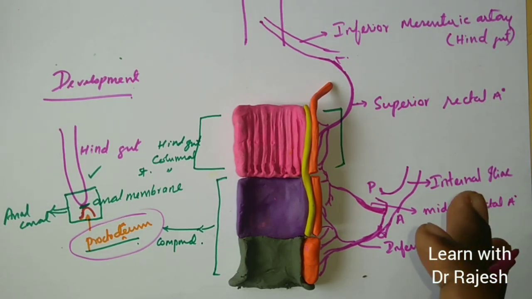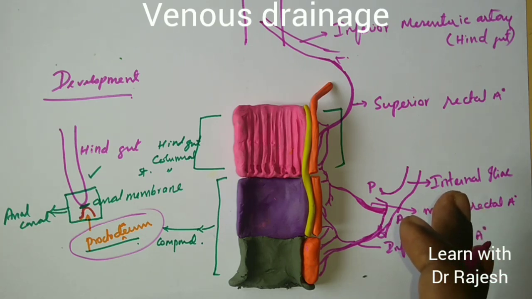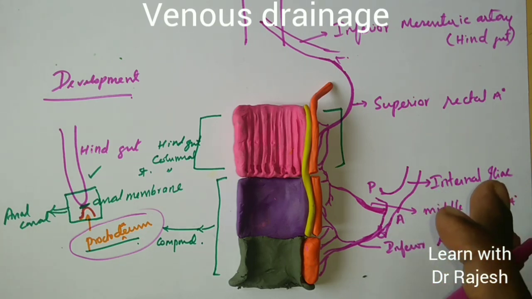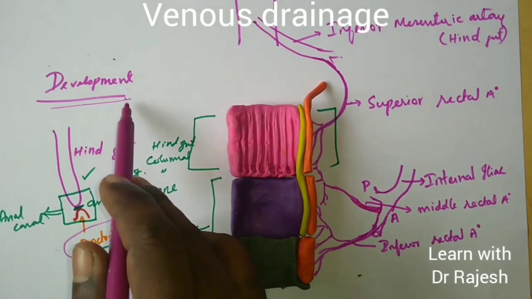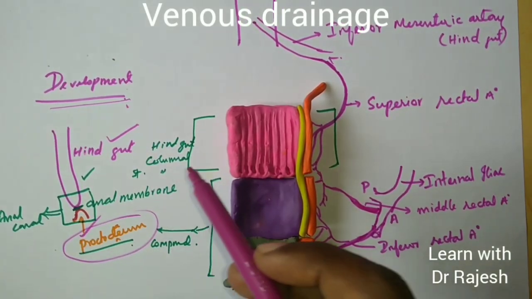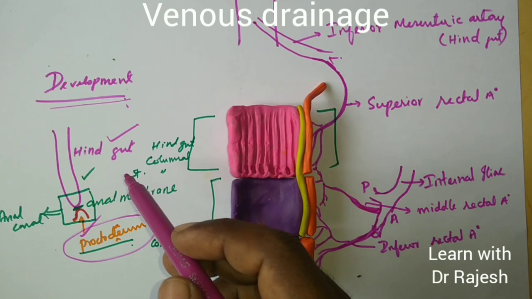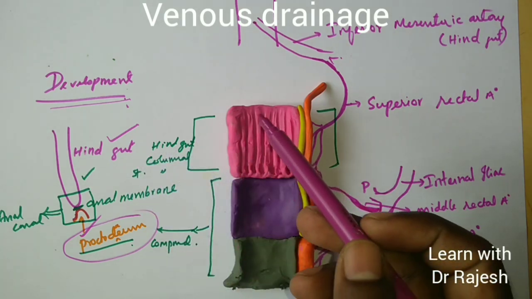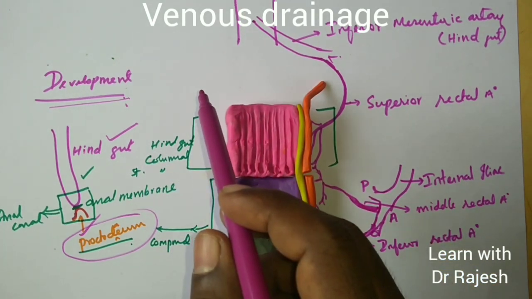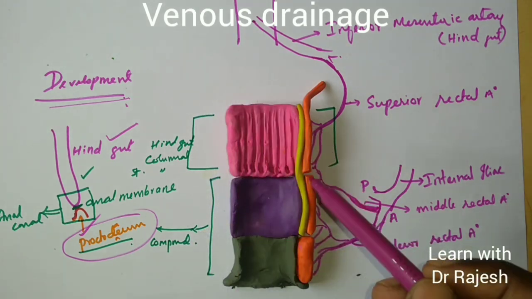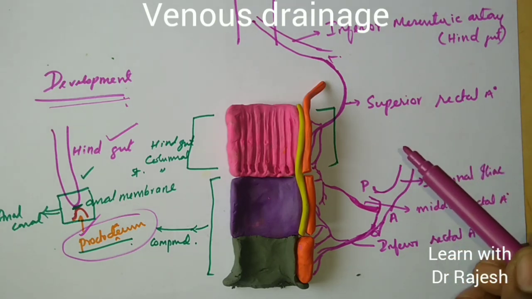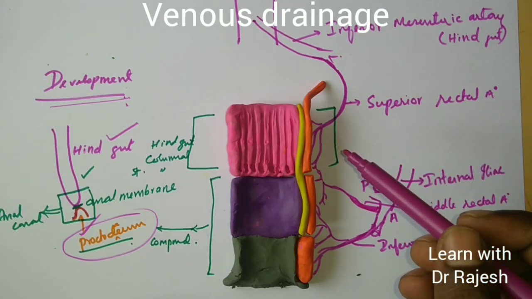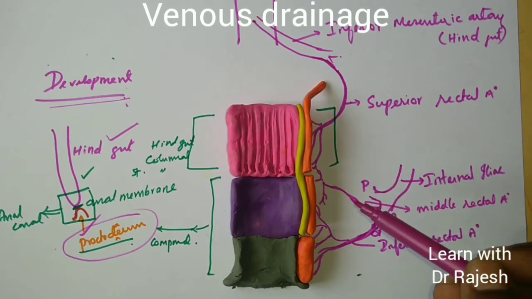Next, coming to the venous drainage. The venous drainage of the anal canal is very important to understand piles, that is hemorrhoids, and the mechanism of hemorrhoids. Since it is developmentally from both the hindgut and the proctodeum, the venous drainage also has two different sources. One drains into the portal vein, the other drains into the inferior vena cava. So it is drained by two systems of veins, the portal venous system and the inferior vena cava.